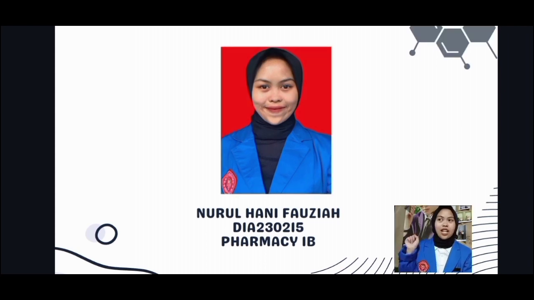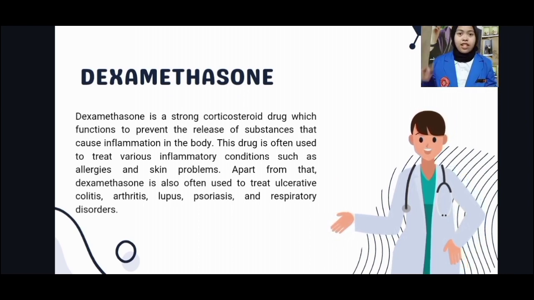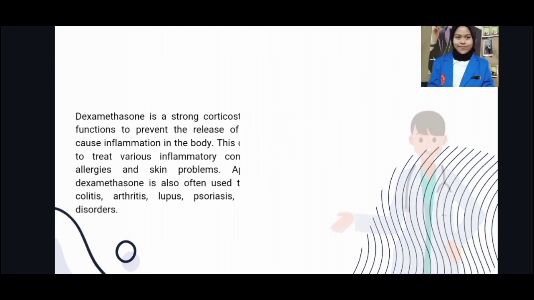Okay, first I will examine dexamethasone. Dexamethasone is a strong corticosteroid drug with the function of preventing the release of substances that cause inflammation in the body. This drug is often used to treat various inflammatory conditions such as allergies and skin problems. Apart from that, dexamethasone is also often used to treat ulcerative colitis, arthritis, lupus, psoriasis, and respiratory disorders.